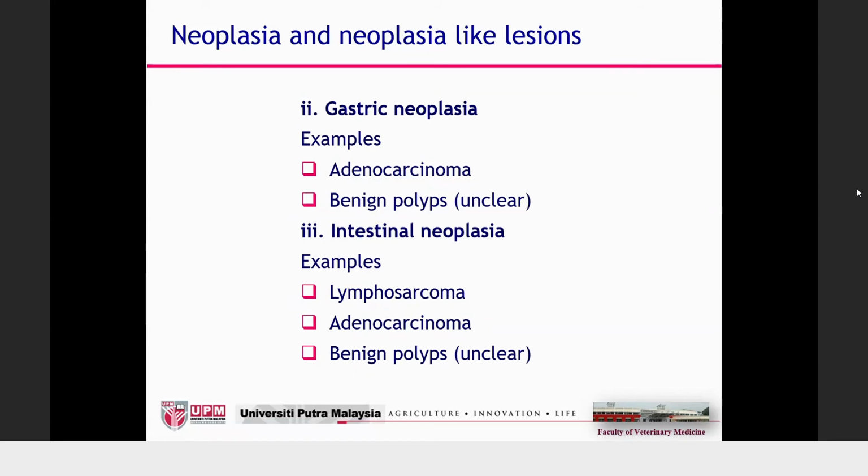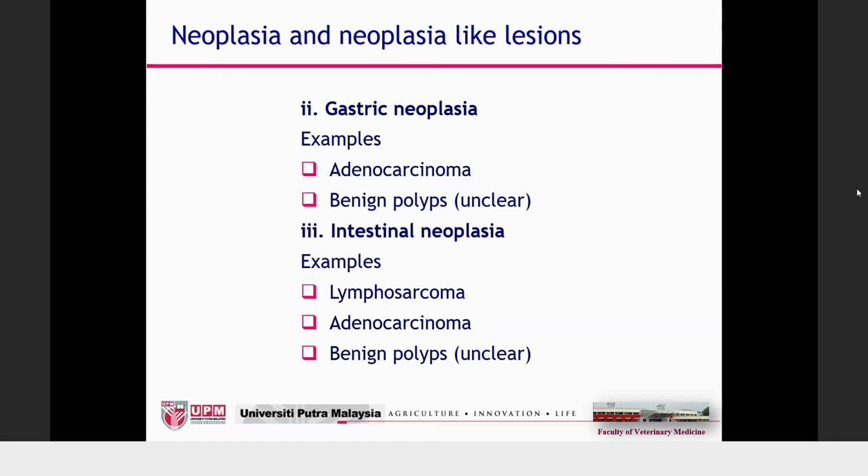And when you remove that and you suture it back, it solves the problem. Yeah, so that's why sometimes they call it a benign tumor, or just a neoplastic lesion, because usually the case can be resolved by surgical intervention.